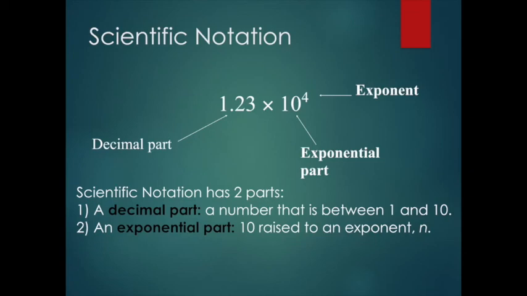So we just saw how we can use prefixes and add them to our units to shorten our numbers. We can also use scientific notation to do the exact same thing. So there's two parts to scientific notation. There's a decimal part and an exponential part.